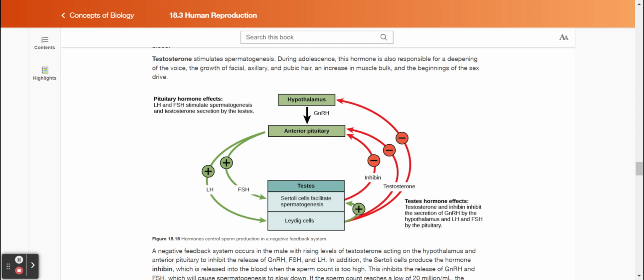Testosterone stimulates spermatogenesis. During adolescence, this hormone is also responsible for a deepening of the voice, the growth of facial, axillary, and pubic hair, an increase in muscle bulk, and the beginnings of the sex drive. Figure 18.16. Hormones control sperm production in a negative feedback system.